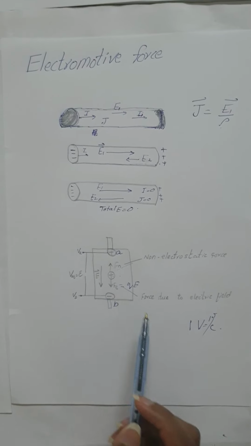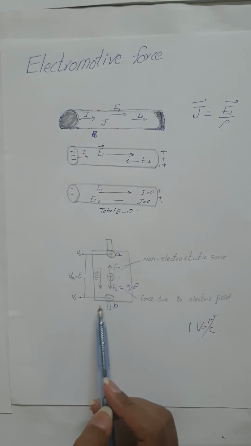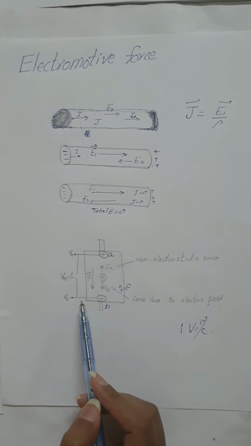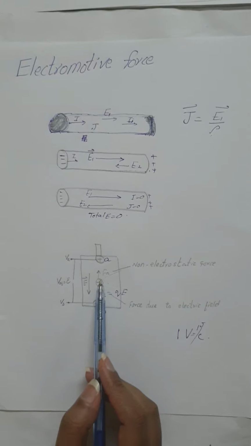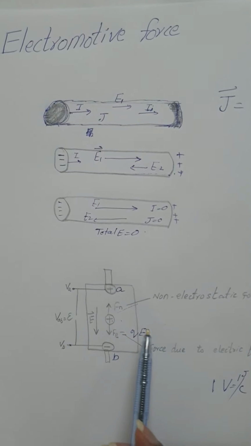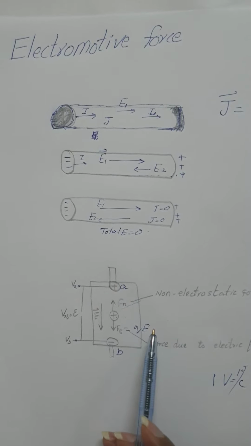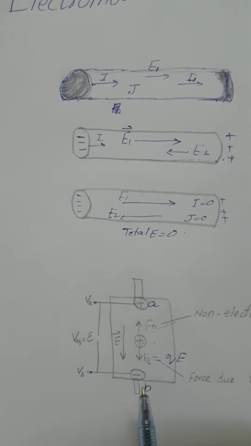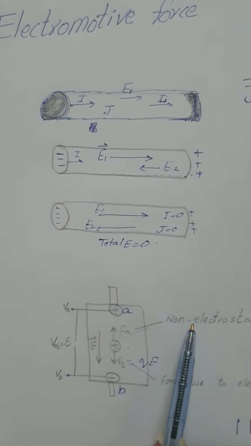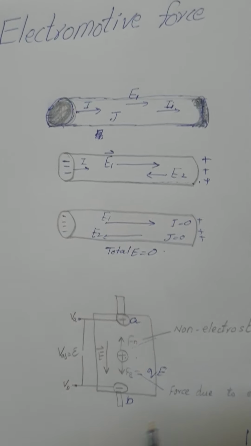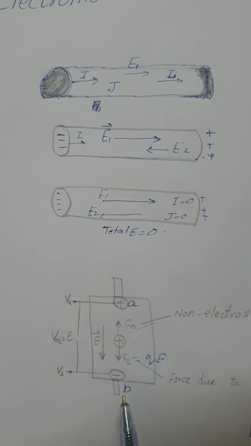The force inside the device pushes charge from B to A, against the direction of the electric force. This non-electrostatic force then maintains the potential difference between the terminals. If it is not present, then charge would flow between the terminals until the potential difference becomes zero.